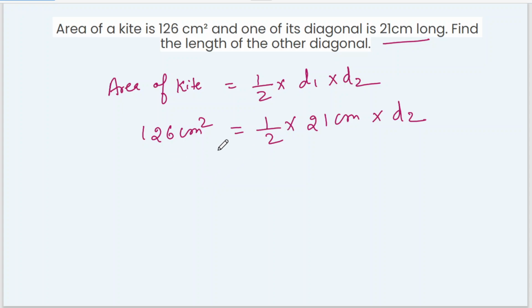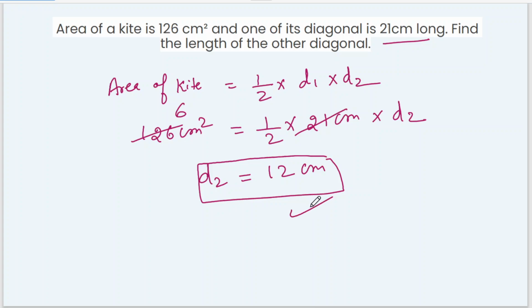Okay, now we can calculate this. This will go by 6 times. So finally you are going to get d2, that is the length of the other diagonal, as 12 centimeter. So this is our answer. Okay.